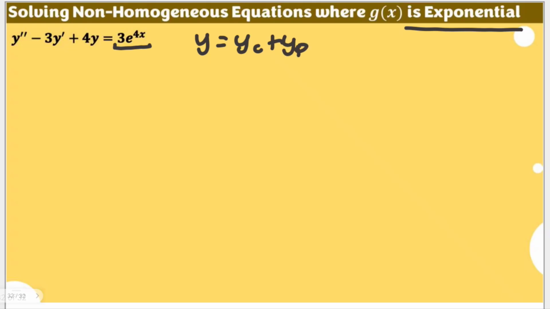Now, y sub c is the complementary solution of this equation if the g of x, the function found on the right hand side, is equal to 0. Of course, if it's equal to 0, then our equation would be homogeneous, and we just use the same processes involved in solving homogeneous equations. But this time, since it's not equal to 0, that's just part of the solution. Y sub p, the second part of the solution, is expressed in this table here.